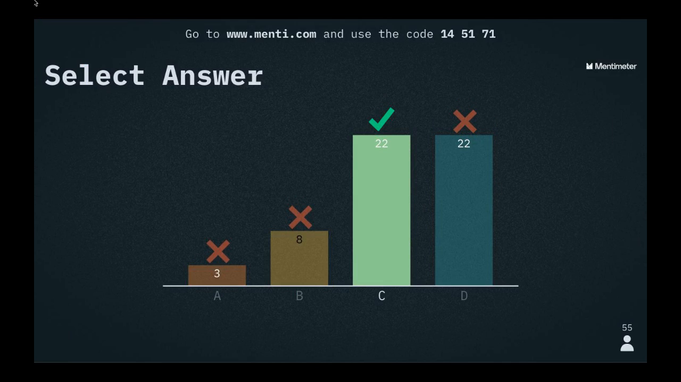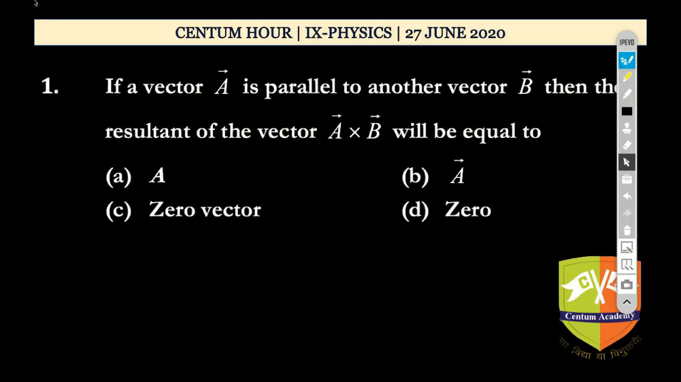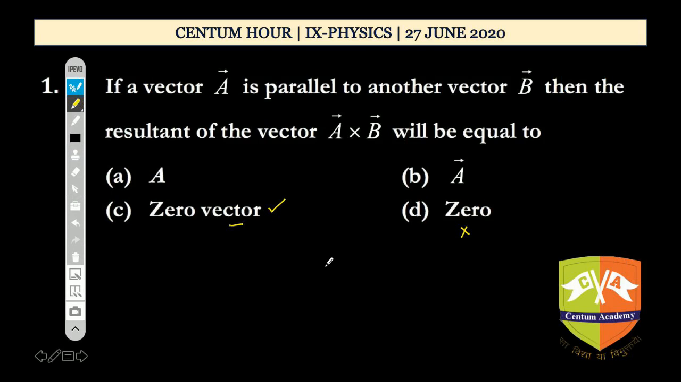Scenario. Why? Because the cross product is a zero vector. Cross product is a vector product, so your outcome will be a vector. Your outcome is zero, but not just a normal zero. A zero vector. Got it? No confusion. Moving on to the next question.